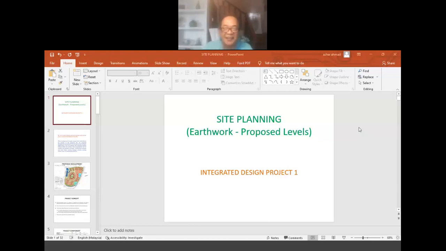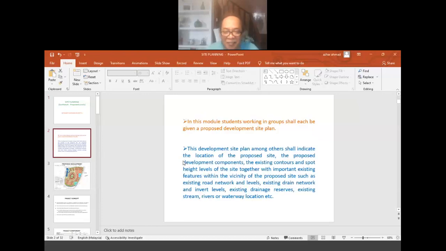So, what I'm trying to share today is the topic of site planning. Now, site planning involves trying to get reasonable levels for the whole site, and this can be achieved by techniques which are called site inventory and site analysis techniques. So what we see here is that in this module, students are working in groups, for the time being.